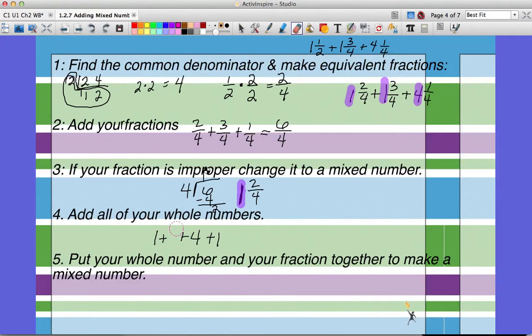Clean that up a little bit since that looks like a 4. So now I get 1 plus 1 is 2, plus 4 is 6, plus 1 is 7.